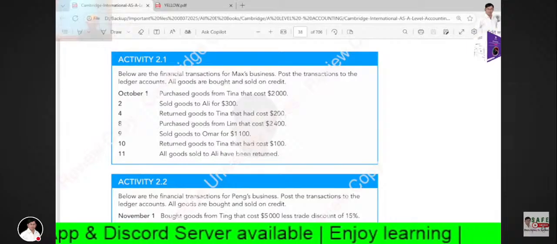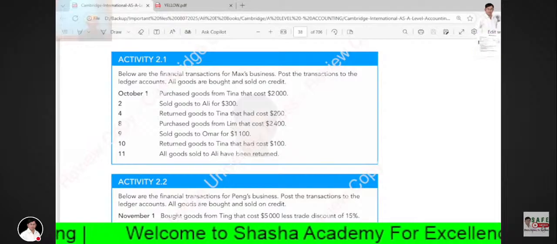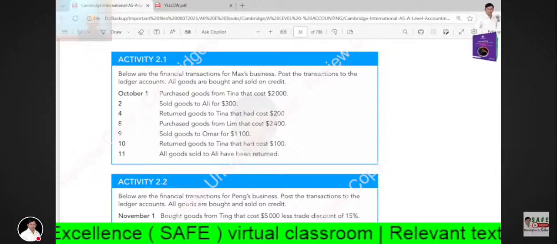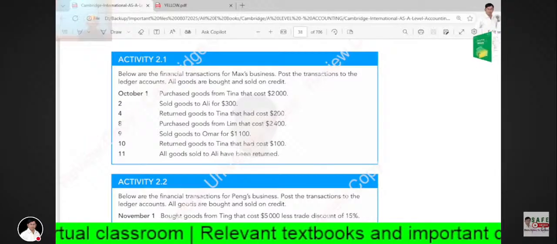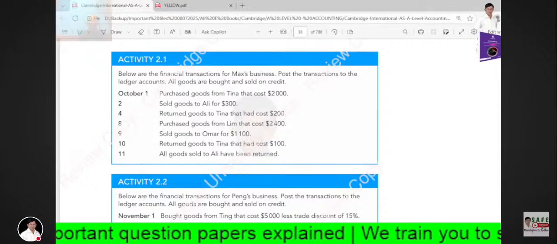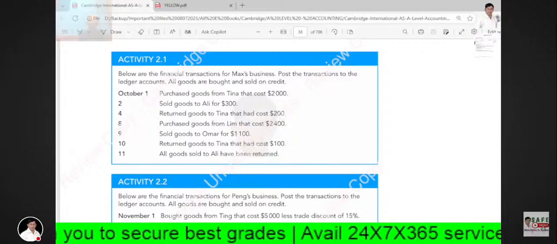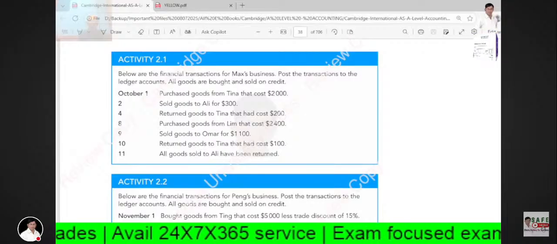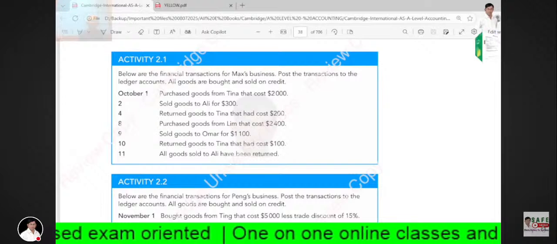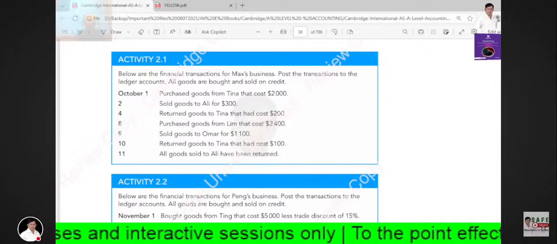Dear friends, welcome to Shaja's virtual class. Today we'll discuss activity 2.0. This is from David Hopkins' latest book. So we'll start. Below are the financial transactions from Max's business. All goods are bought and sold on credit. So basically, no bank account is involved here.